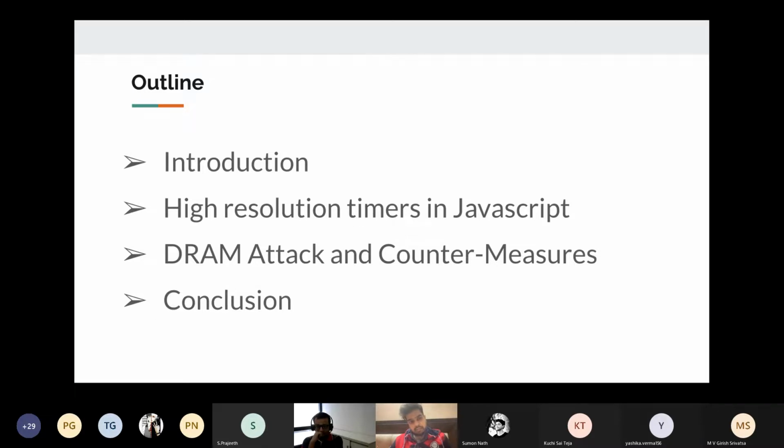Firstly, we will introduce what the problem is. And then we come with a solution using high resolution timers which are built in JavaScript. Then using these high resolution timers, we will do a DRAM attack. And after that, we will suggest some countermeasures. And then we will come to the conclusion.